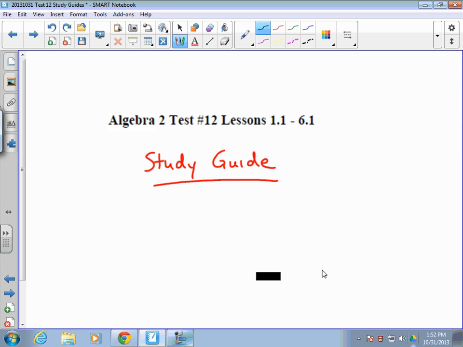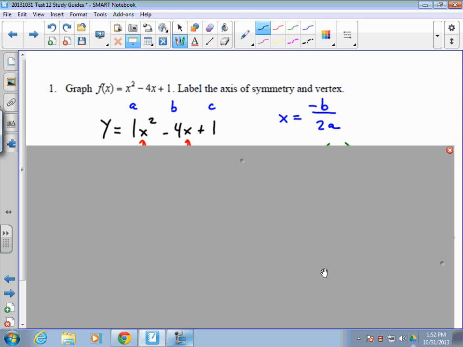This is Algebra 2, Test 12 Study Guide. First question we have f of x equals x squared minus 4x plus 1. It says to label the axis of symmetry and vertex after you graph it.